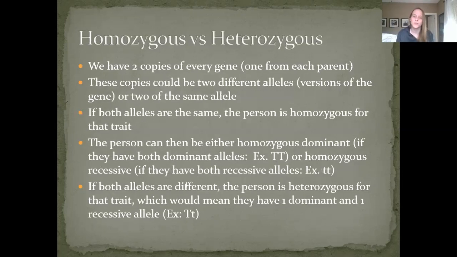And so everyone has 2 copies of every gene, and those 2 copies could be 2 of the same alleles or 2 different alleles. If both of your alleles are the same, then you are homozygous for that trait. And you could be either homozygous dominant, in which case you have both dominant alleles, or homozygous recessive, which means you have both recessive alleles. If both your alleles are different, then you are heterozygous. So you have one dominant and one recessive allele for that trait.